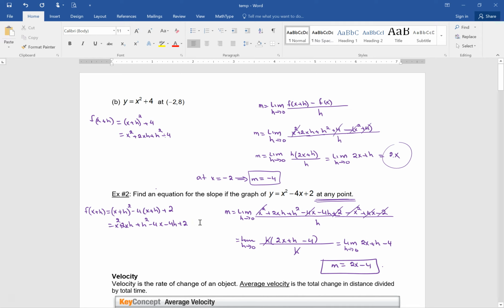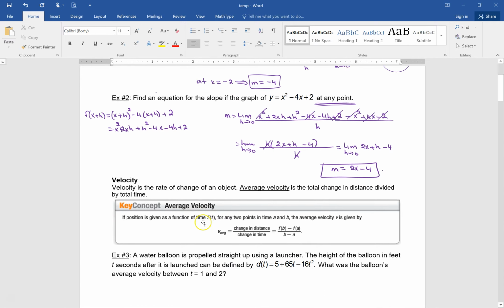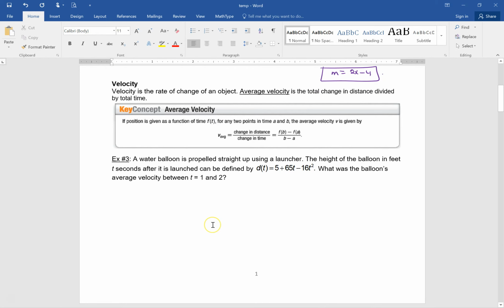Welcome to pre-calculus. We are starting with velocity. This is where we had left off.